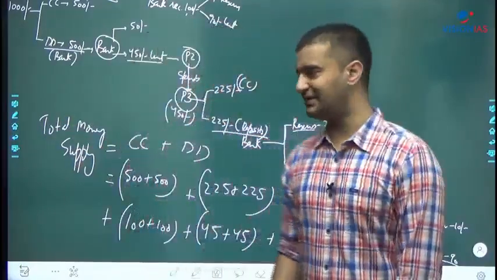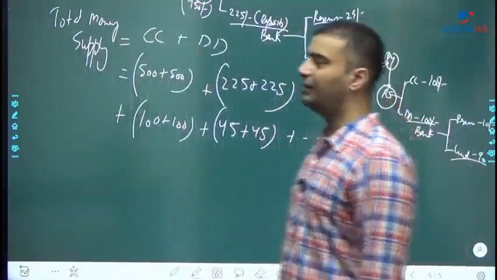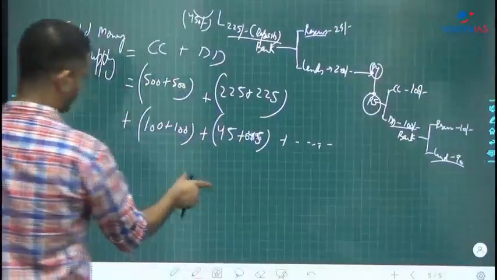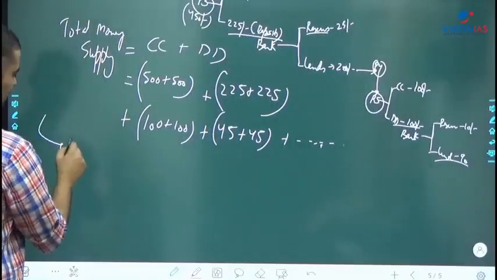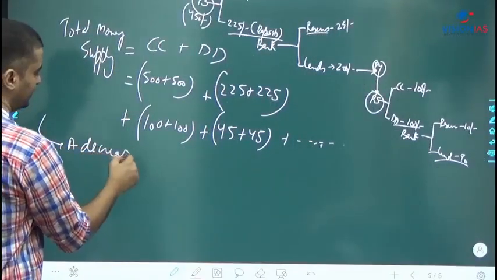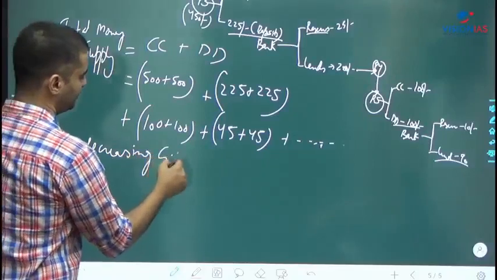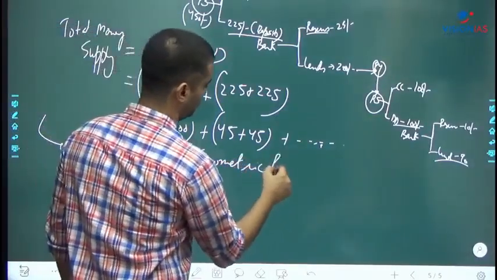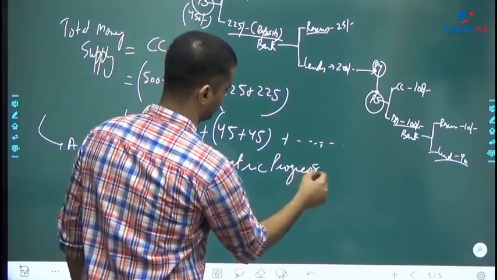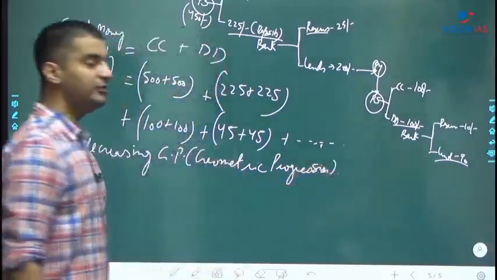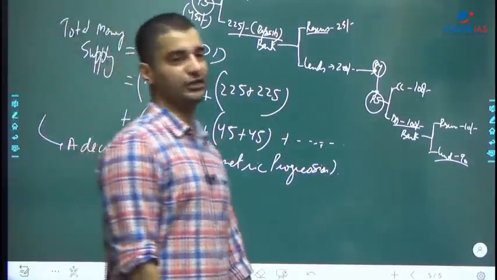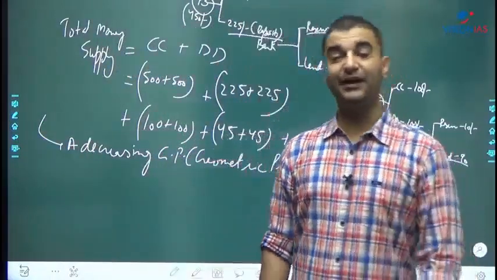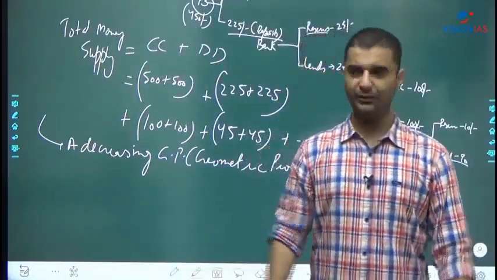Mathematically what happens is it becomes a decreasing geometric progression. It becomes a decreasing GP, geometric progression. Now I will be forced to tell you what geometric progression is. I expected everybody to know what geometric progression is.